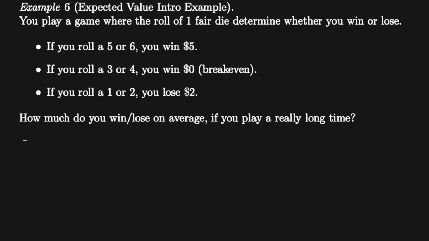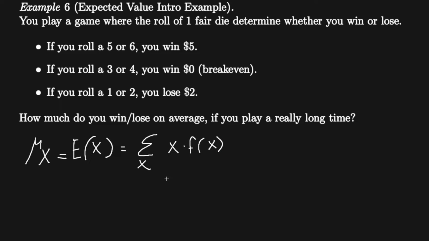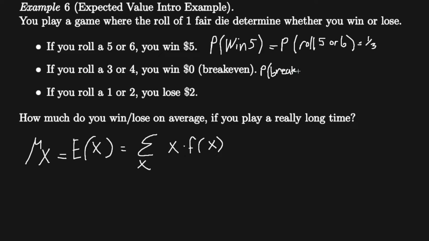So here with this equation, we can write this as mu of x is equal to the expected value of x, which you can write as the summation of x times f of x. So we can use this formula. So now, when we go over if you roll a 5 or a 6, you win $5. So the probability of winning 5 is equal to the probability of rolling a 5 or a 6, which is 1/3, because it's 2/6 and it gets reduced to 1/3.